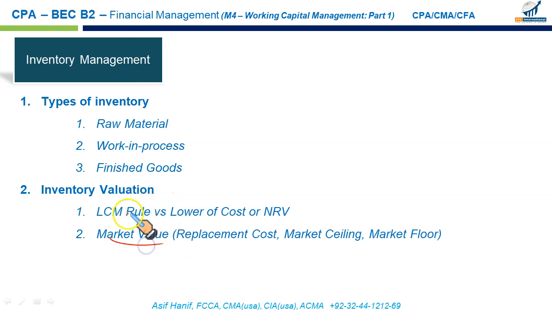Market value, the designated market value. LCM rule basically stands for lower of cost and market value. So under the LCM rule, the designated market value is the median of these three: replacement cost, which is the current prevailing price on the valuation date; market ceiling, which is NRV, remember; and market floor, that is NRV minus normal profit margin. The middle of these, the median of these three, is the one you will compare your cost with, right?